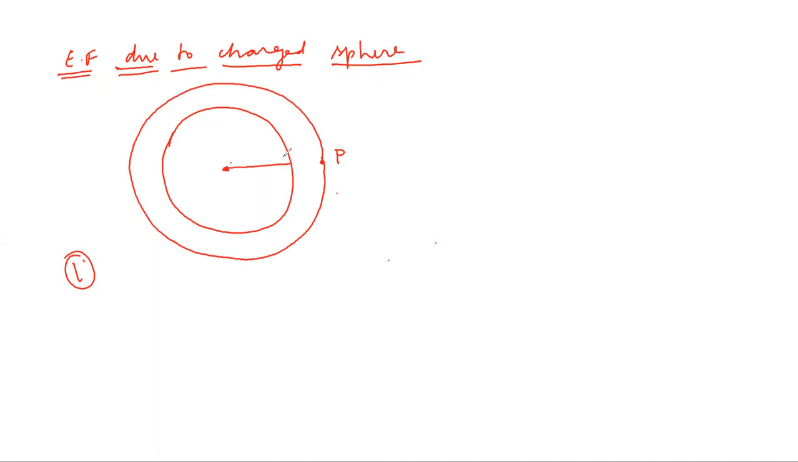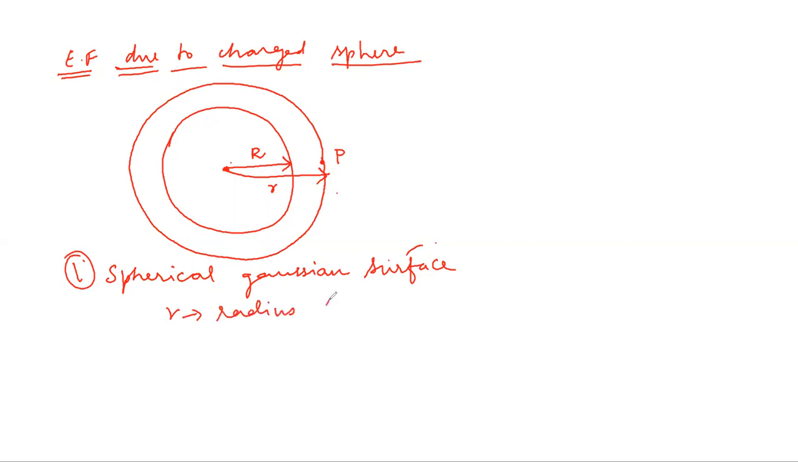Let this radius be capital R and let this radius be smaller r. If you consider any point, this radius is the same. So my Gaussian surface is correct. What Gaussian surface have I considered? I have considered a spherical Gaussian surface, and the point P is lying on the surface, right? Let r be the radius of the spherical Gaussian surface. And what is capital R? Capital R is the radius of the conductor.